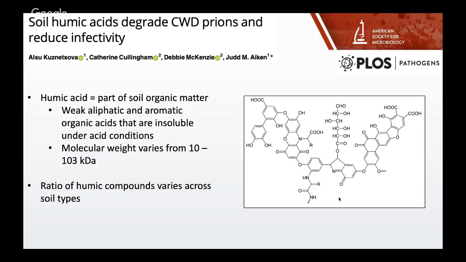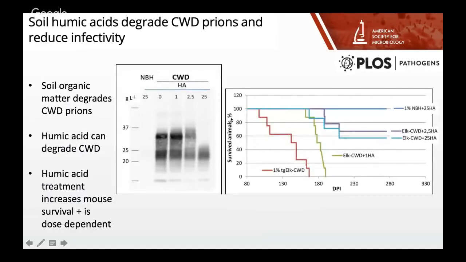And so what they did was expose some of these prion proteins to various amounts of humic acid and determined that this soil organic matter does degrade these chronic wasting disease prions. You can see an increasing effect of humic acid. There is less and less of this prion protein that is still stained by antibody here. And so from this, they were able to conclude that it was the humic acid that can degrade the chronic wasting disease prions.